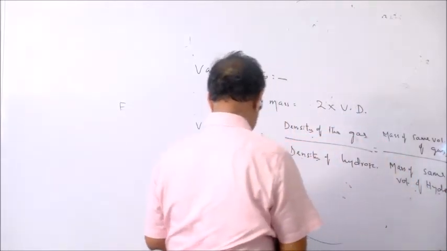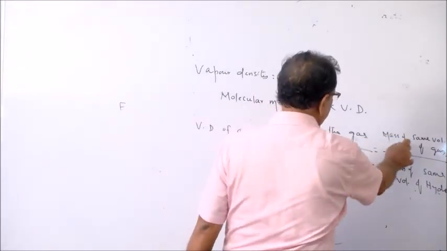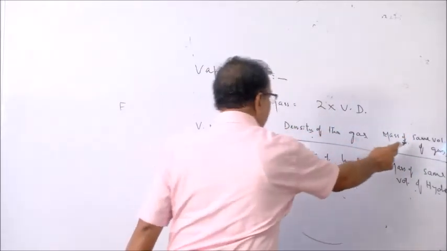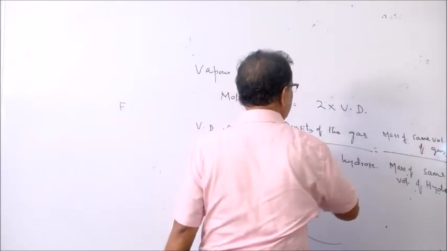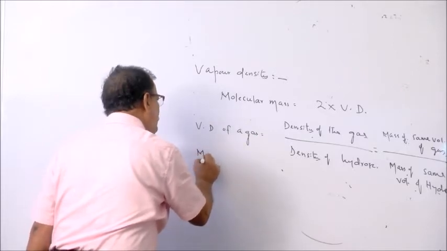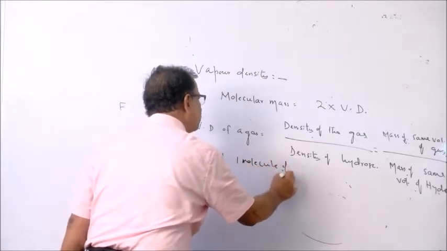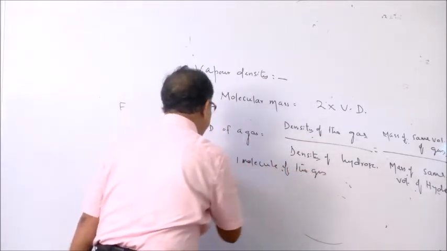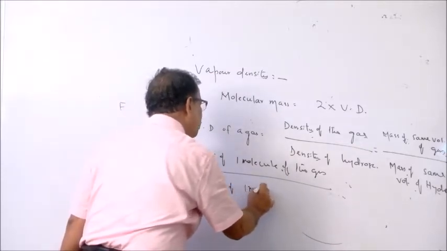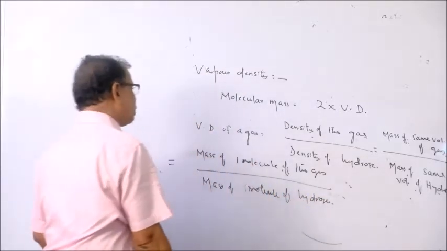By Avogadro's law, the same volume must contain the same number n of molecules. So the mass of n molecules of the gas divided by the mass of n molecules of hydrogen is equal to the mass of 1 molecule of the gas divided by the mass of 1 molecule of hydrogen.